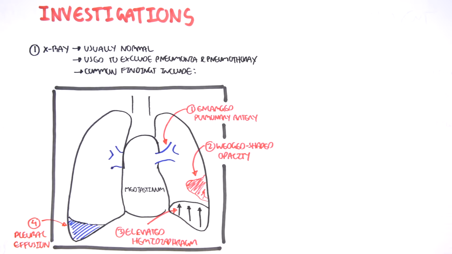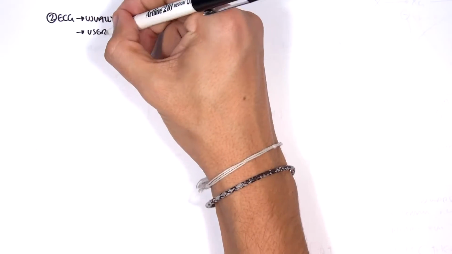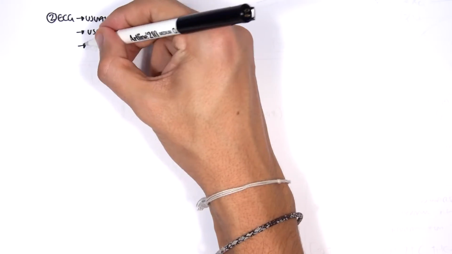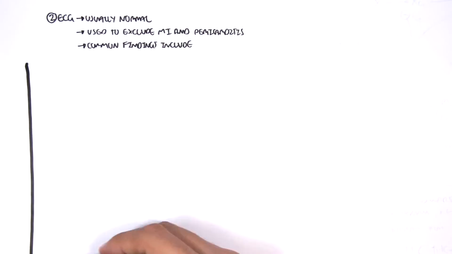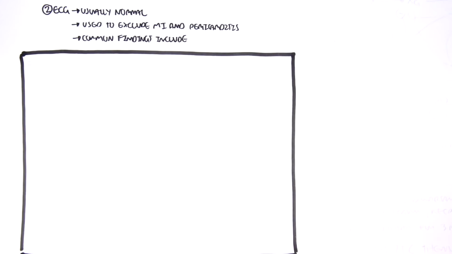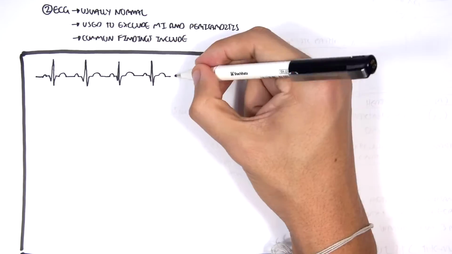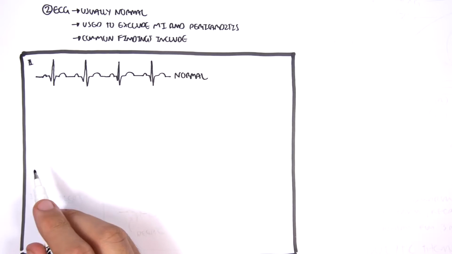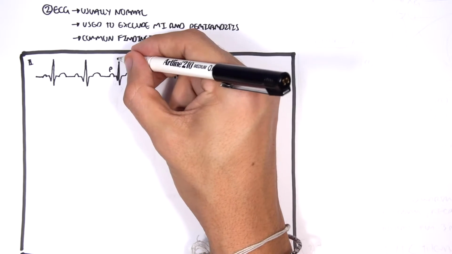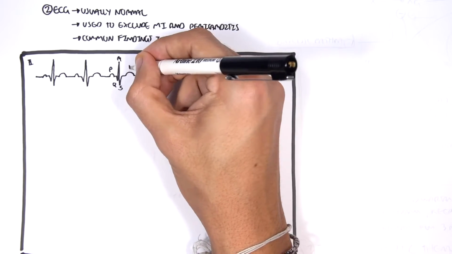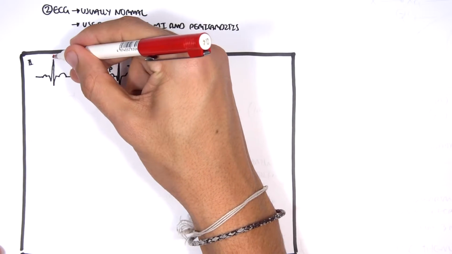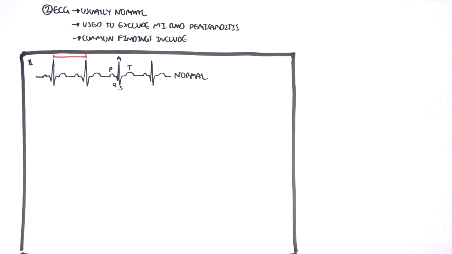The second investigation you can do, which should be done, is ECG. This also usually comes back normal, but it's used to exclude myocardial infarction and pericarditis. But you do find some common findings in PE, in pulmonary embolism. So let's have a look. So here I'm drawing an ECG image strip, but we're only looking at just the main ones. So in lead 2, let's just look at what a normal ECG looks like. It looks like this. We have the PQRST wave, and the RR interval is your rate. And the rhythm should be normal, right?